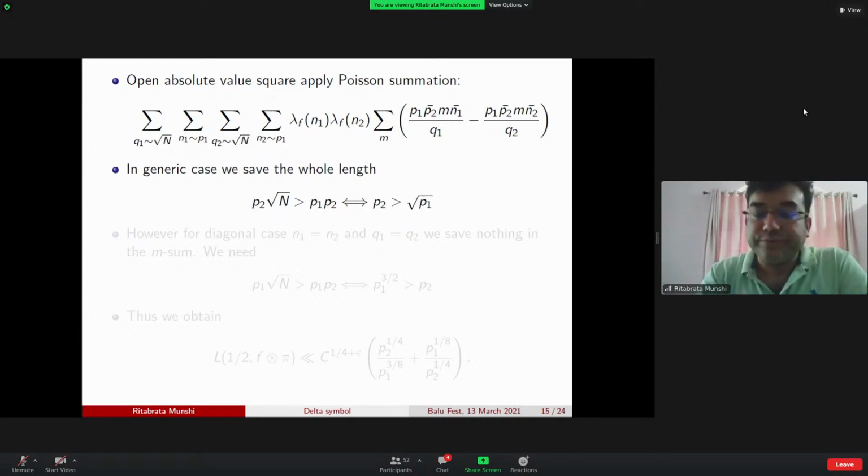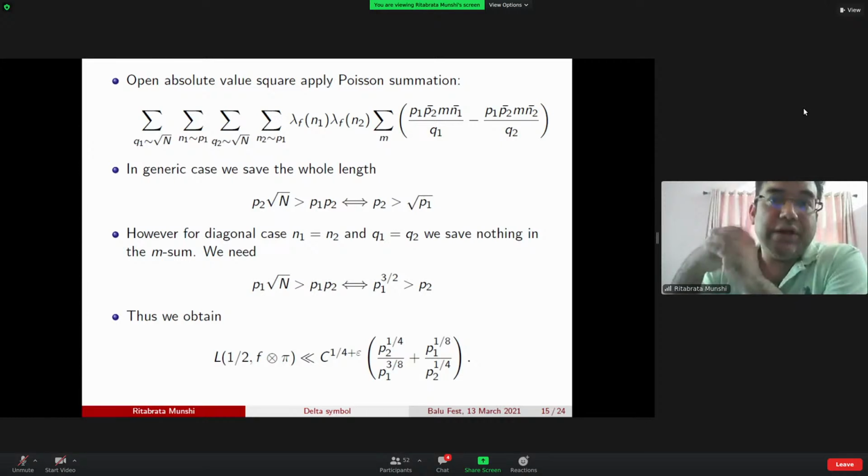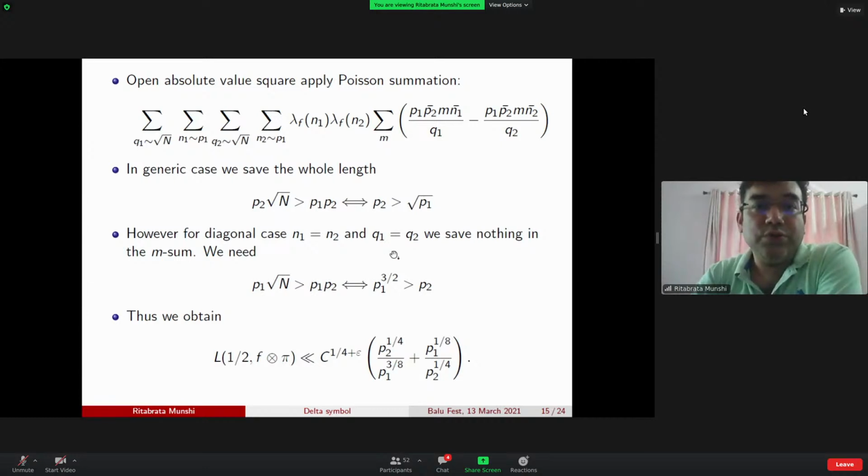And now if you look at the diagonal case, the diagonal case is when we do not have much oscillation, where the terms are near each other. And the extreme situation is when N1 equals N2 and Q1 equals Q2. And in this case, we save nothing in the M sum, because then this is just identically 0, and E of that 0 is 1. So there's nothing to save over here. But we save the diagonal. So the saving will be the number of N2 times the number of Q2. So that's P1 times square root of N. And that is enough. That's larger than P1, P2, if P1 to the power 3/2 is larger than P2. Okay, so we get this range.